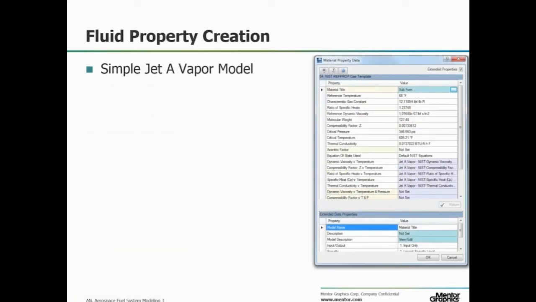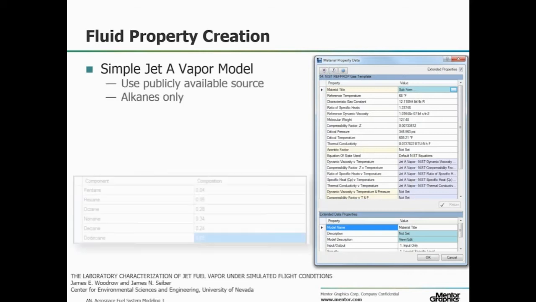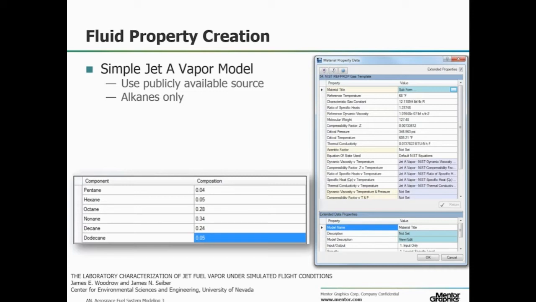The last piece of the puzzle for performing inerting studies in Flowmaster is fluid property creation. Flowmaster ships with several fluids for the aerospace industry, including liquid Jet A. But to properly model an inerting system for our case study, we also need fluid properties for Jet A vapor. Although jet fuel vaporization is a complex phenomenon and different chemical species evaporate at different rates, for our model, we'll make a simplification and assume a distribution of alkanes that mimics data available from a public source.